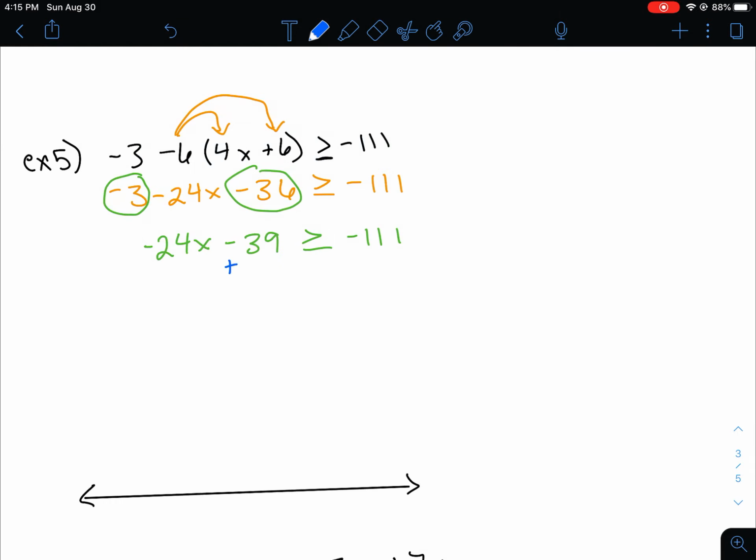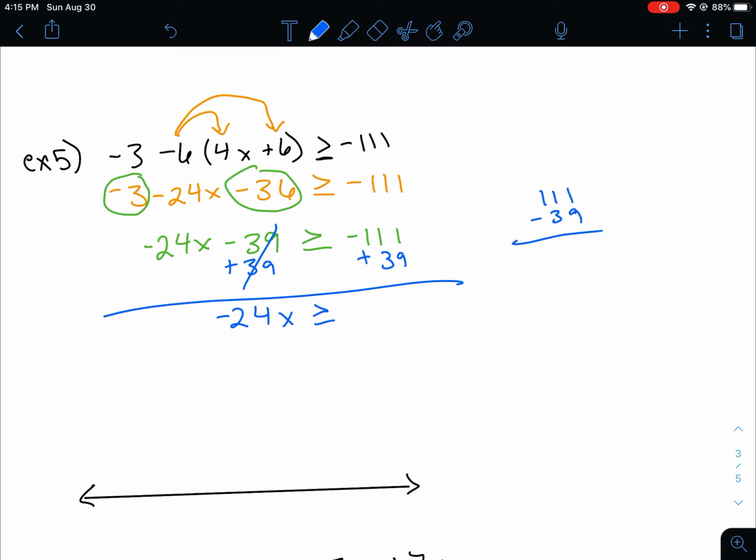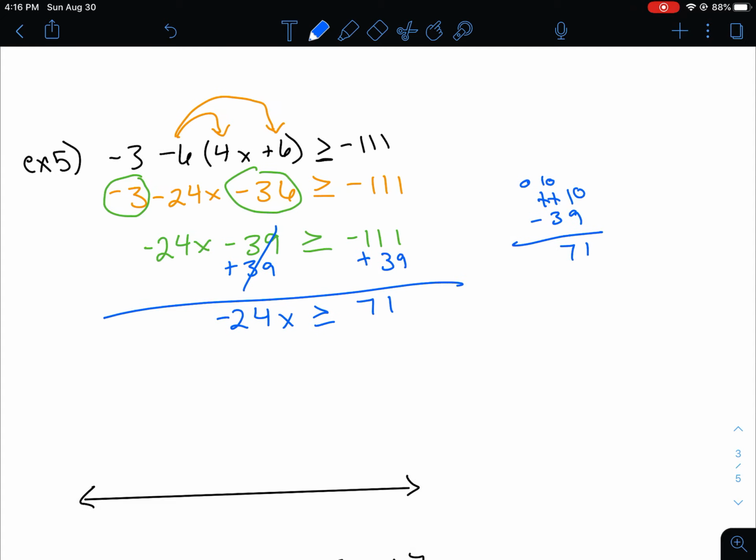So now I'm going to add 39 to the other side. And remember, because this is a negative, it's like subtraction. So 111 minus 39 is 72, so we are left with negative 72. And then we are going to divide by negative 24. And since we have a double negative, it becomes positive. And we flip our sign to less than or equal to positive 71 over 24.